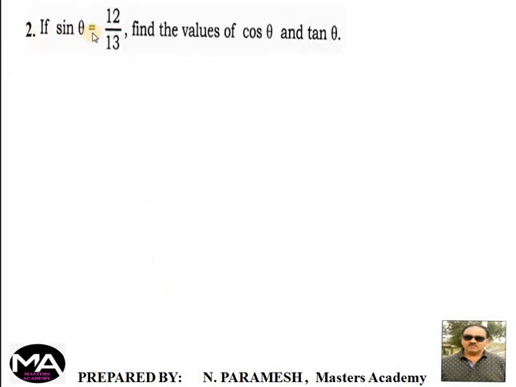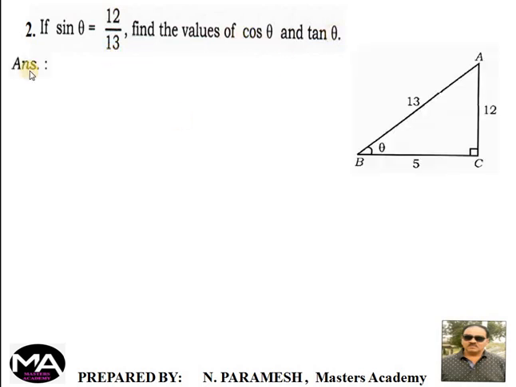Second question. If sin theta is equal to 12 by 13, find the values of cos theta and tan theta. Answer. Right angle triangle ACB. By using Pythagoras theorem, AB square is equal to AC square plus BC square. Substituting the value. Sin theta is nothing but opposite, that means AC, 12, by hypotenuse AB, that is 13. In place of AB, substitute 13. In place of AC, substitute 12.